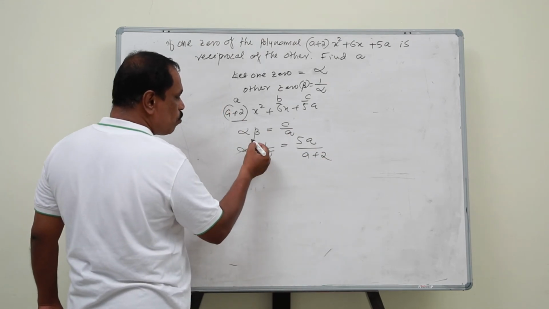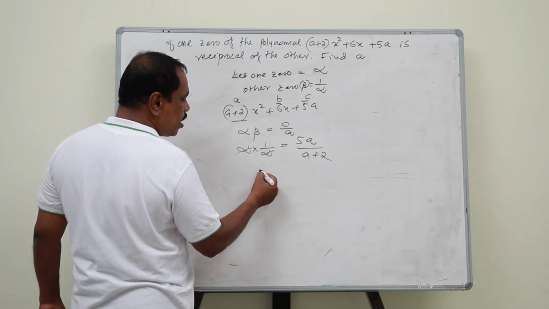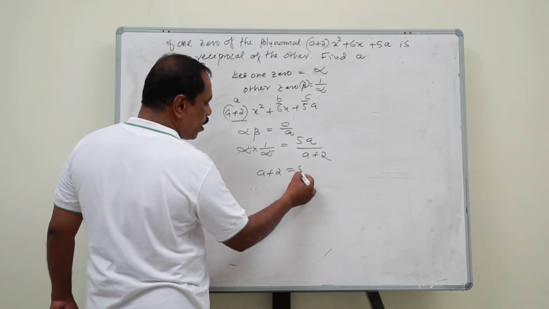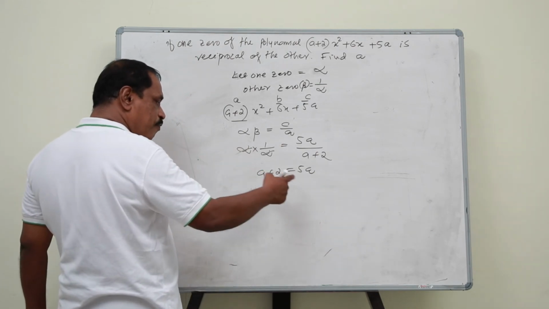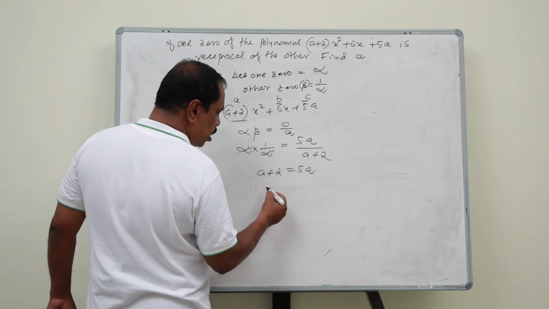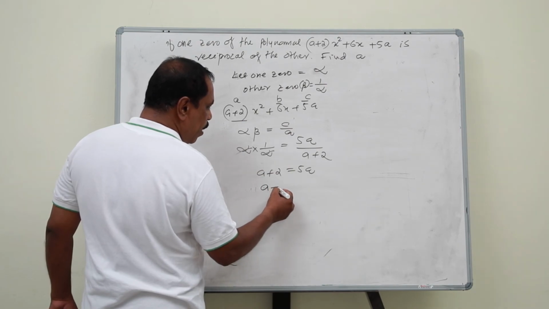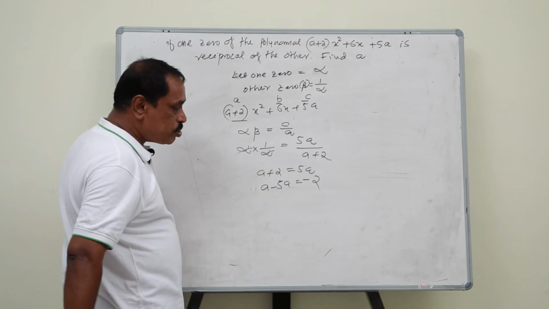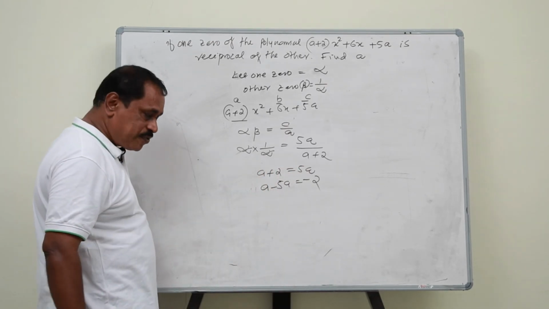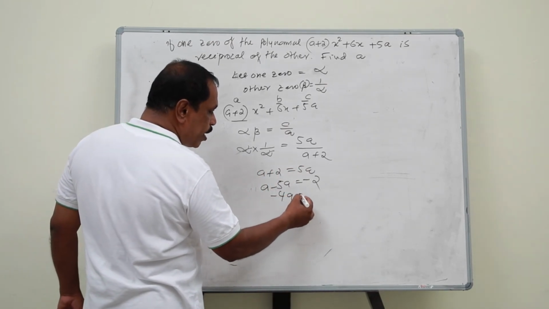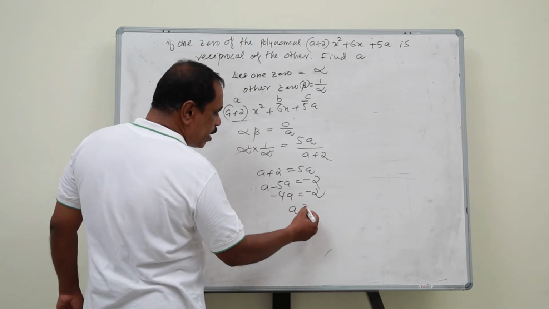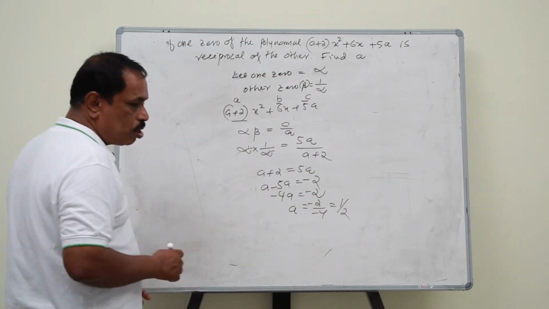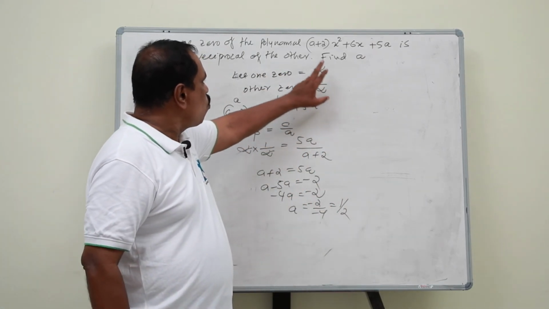Now this is cancelled by 1. 5a equals a plus 2. Cross multiply, 5a, and 2 is going to the other side. a minus 5a equals minus 2. 2 is going to the right side, 5a is going to the left side. So minus 4a equals minus 2. a equals minus 2 by minus 4 equals 1 by 2. Clear?